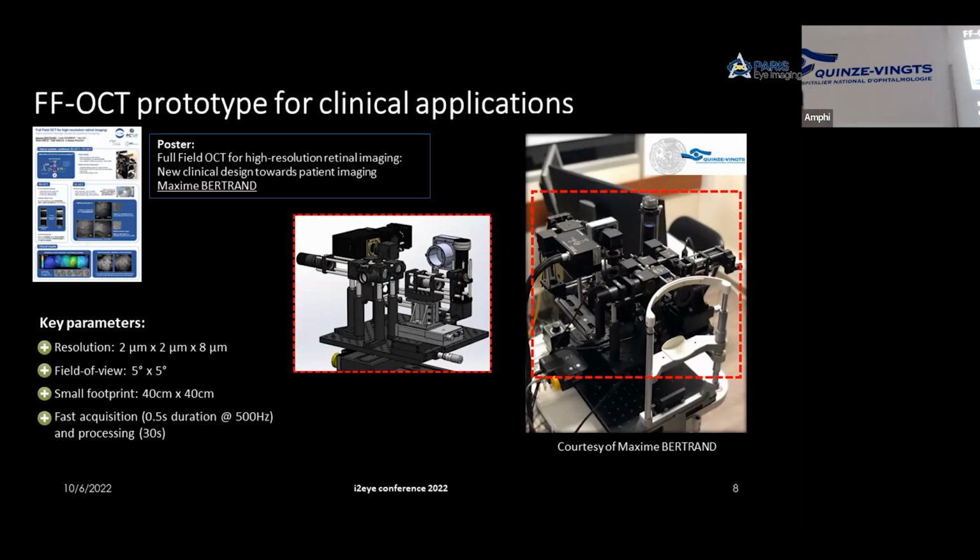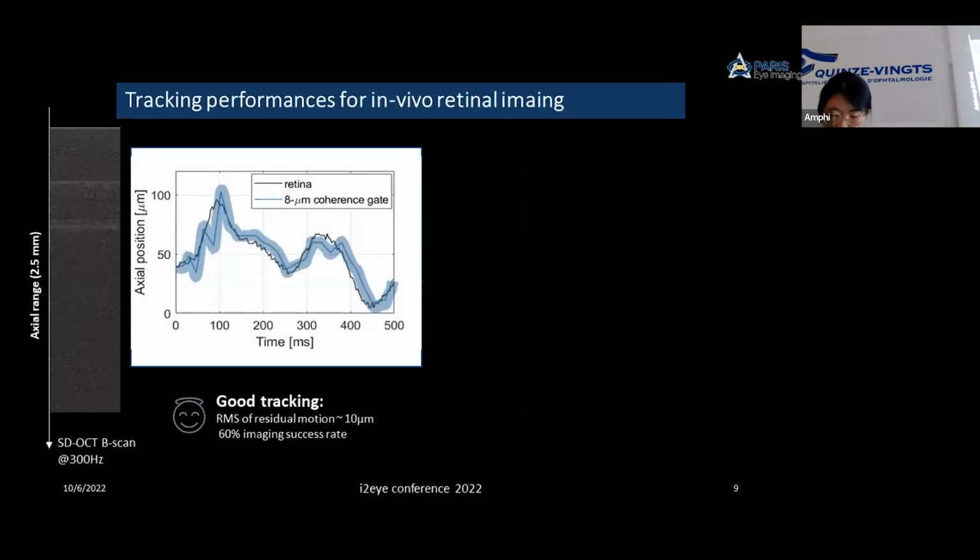But the thing is that when we try to image a broader population of patients, sometimes we have very low signal-to-noise ratio. So we need to average more images to improve the signal-to-noise ratio, and we need a longer acquisition of around a few seconds. This is challenging because of the continuous axial motion, so we need better axial tracking.